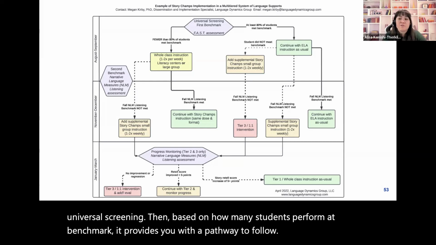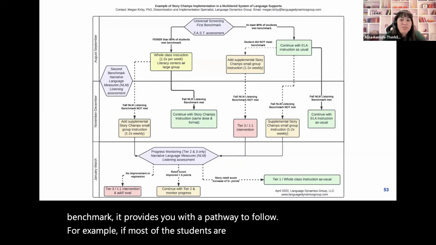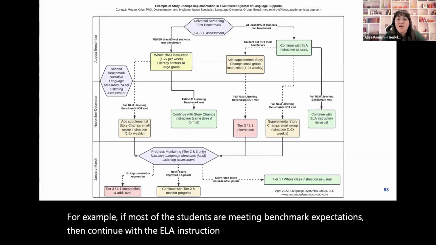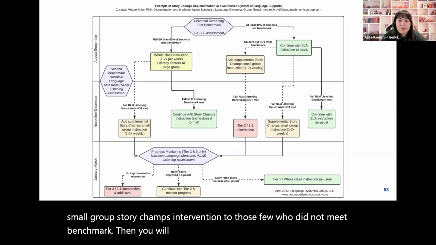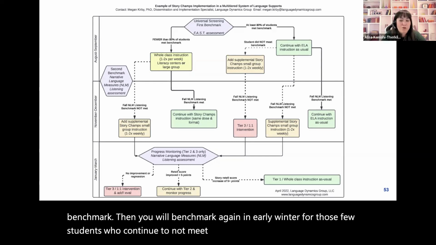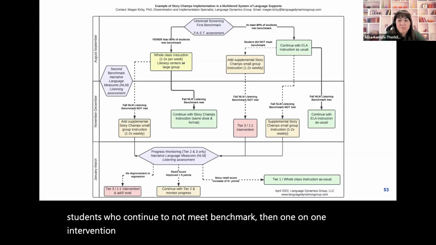Then based on how many students perform at benchmark, it provides you with a pathway to follow. For example, if most of the students are meeting benchmark expectations, then continue with the ELA instruction as usual and provide supplemental small group Story Champs intervention to those few who did not meet benchmark. Then you will benchmark again in early winter. For those few students who continue to not meet benchmark, then one-on-one intervention is warranted. Continue to progress monitor and benchmark and repeat the cycle.